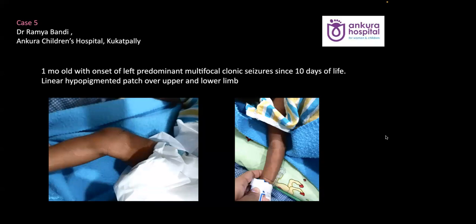A 1 month old male child presented with abnormal movements since the 11th day of life. When I saw the videos, they were very classical bilateral clonic movements, seizures. The parents thought these were normal movements, but they were occurring 2 to 3, sometimes 4 per day. For 20 days they occurred and then the parents came. Predominantly it starts from the left side and then generalizes to both sides.